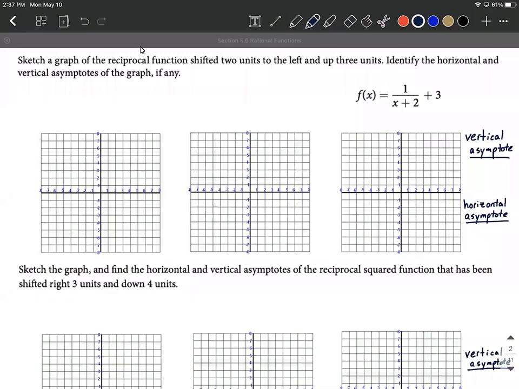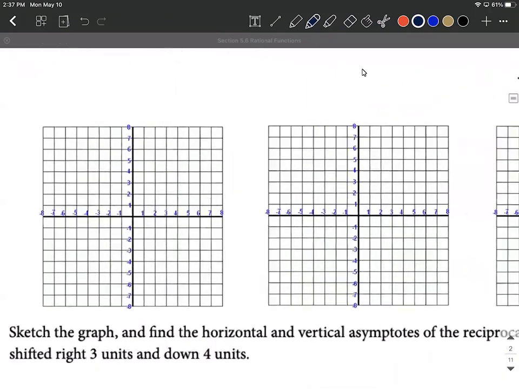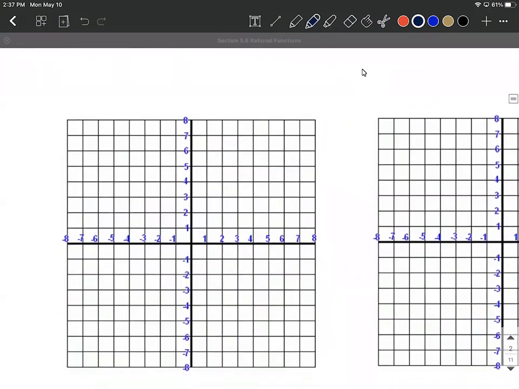Okay, sketching graphs using transformations. So as we get going on this, we want to sketch the graph of the reciprocal function, so the 1 over x function that has been shifted 2 units to the left and then 3 units up. So to get going on this, I'm going to break this down into individual steps as we go.